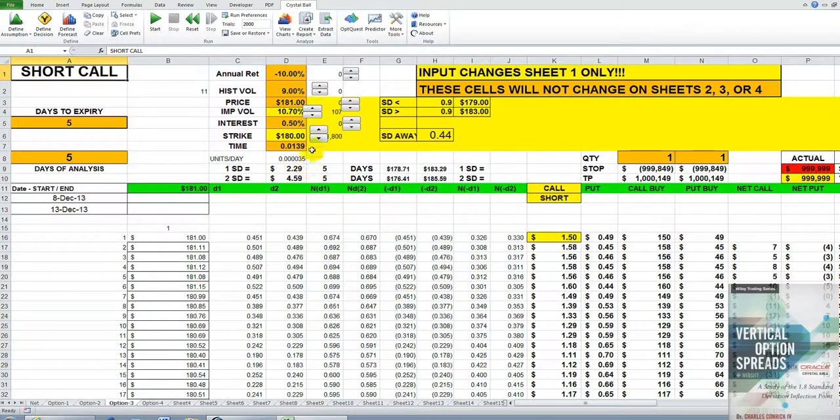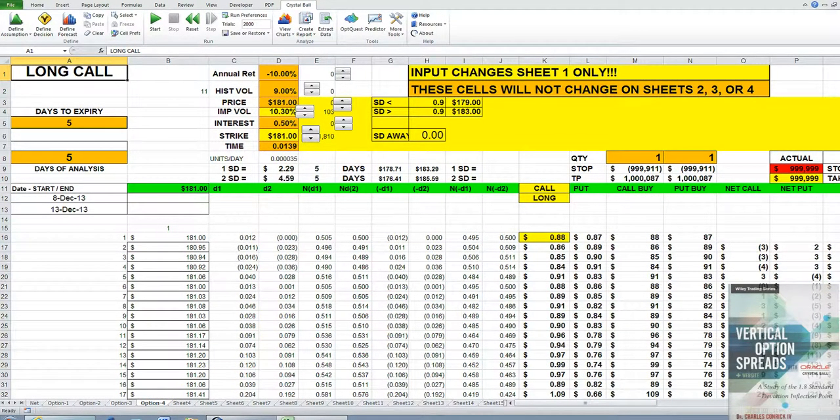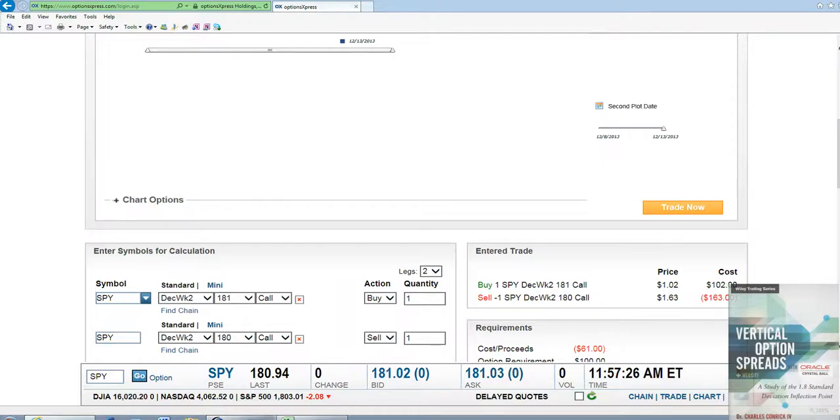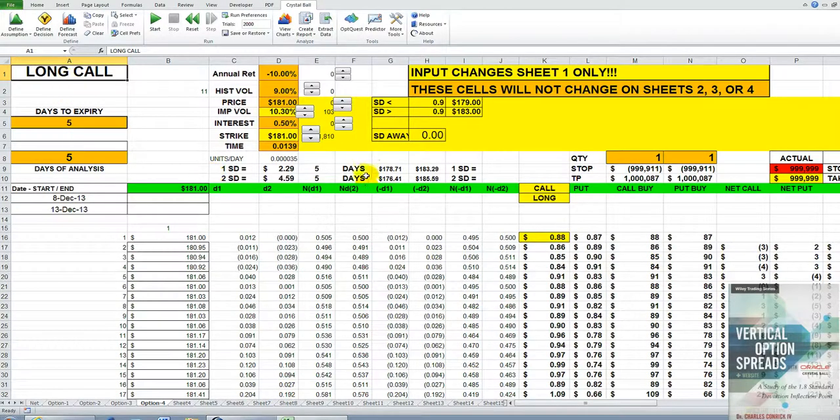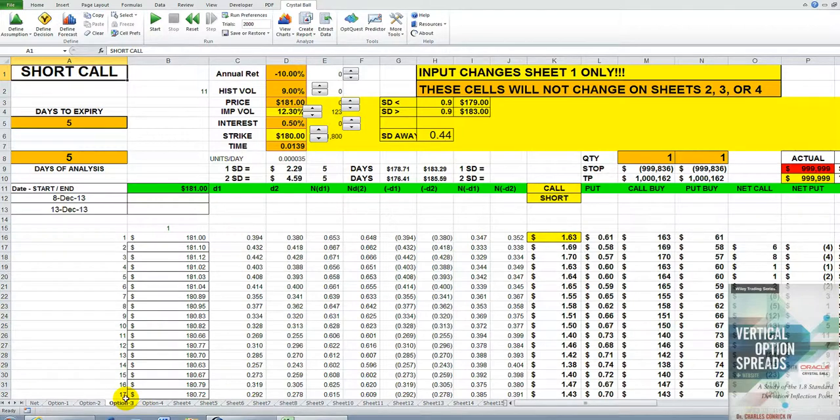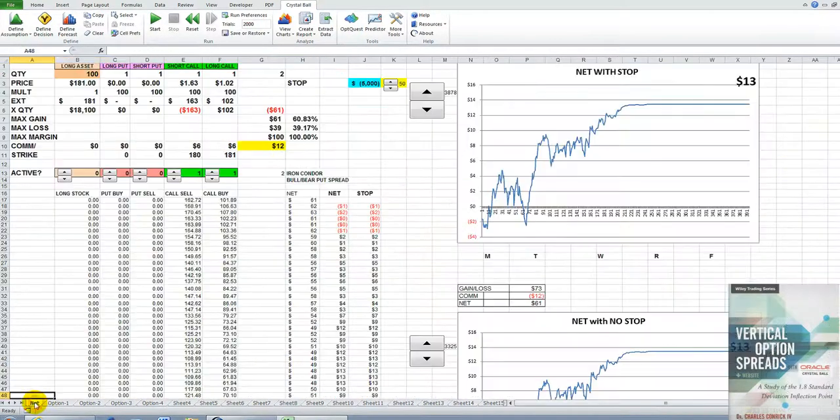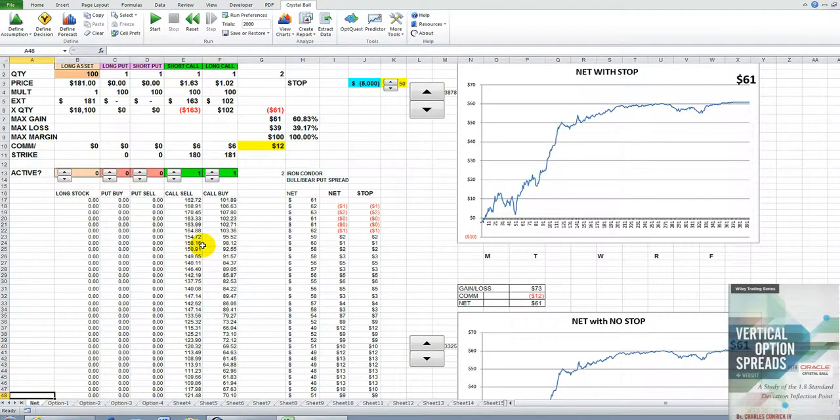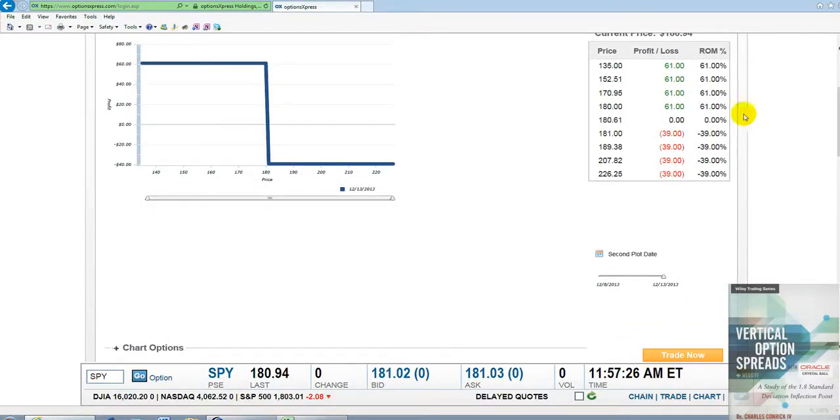So on the short call, it'll be $1.63 right there. And I couldn't remember, $1.02 on the long call. So long call, we want up at $1.02. So we'll set that at 102, and there we have it. Okay, now we're ready to rock and roll. What'll this look like? Maximum profit, we'll check it with Options Express. Maximum profit $61. Maximum loss $39.